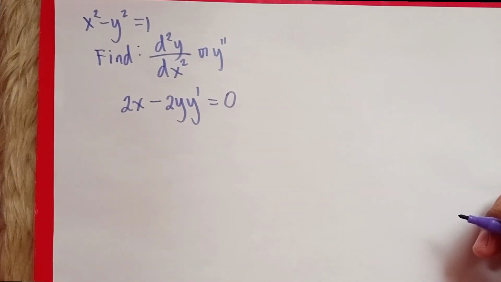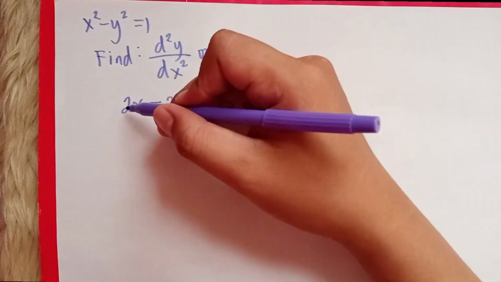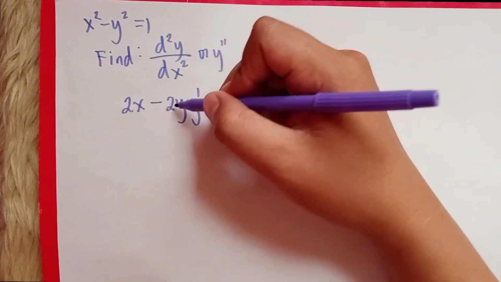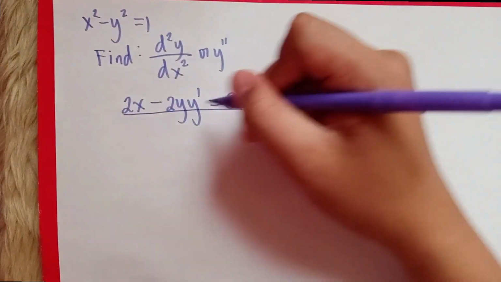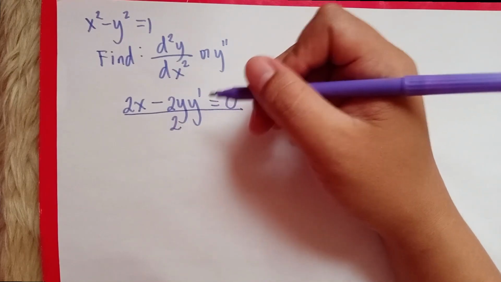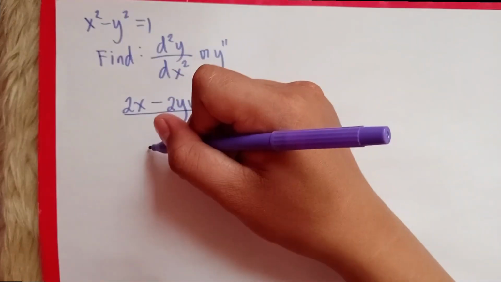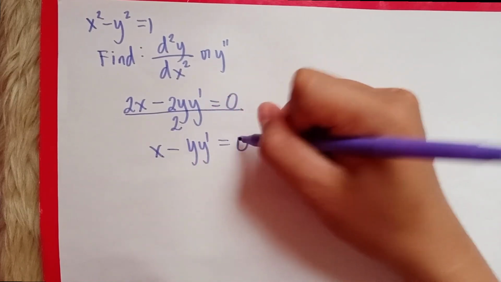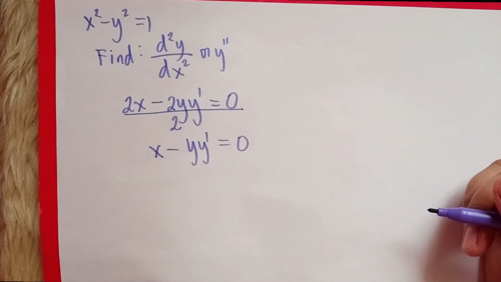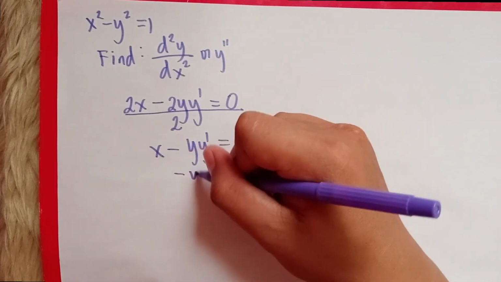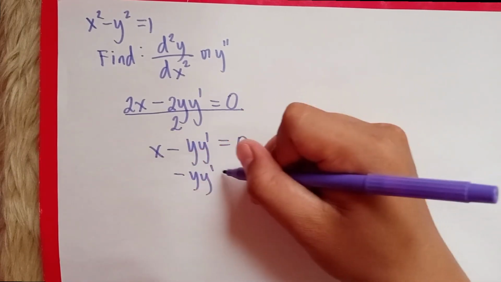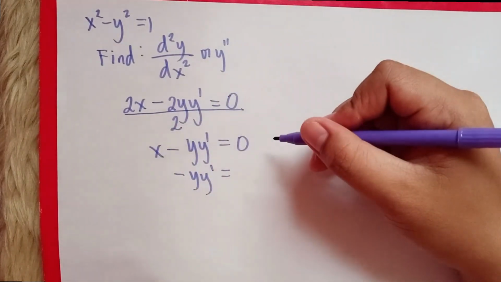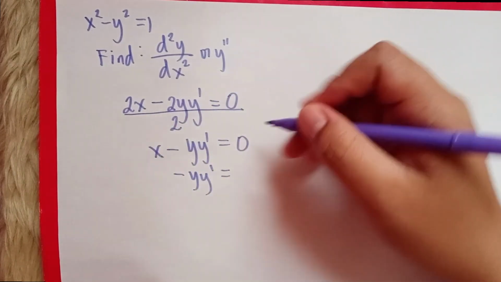Okay? Next mga boss, notice nyo may greatest common factor tayo na 2. Pwede nating divide both equation by 2 to simplify our equation. This is now x minus y, y prime equals 0. Okay, then we're going to solve y prime algebraically. So itira natin yung y minus negative y, y prime equals, lipat natin yung x sa kabilang side, sa right side of the equation using APE.